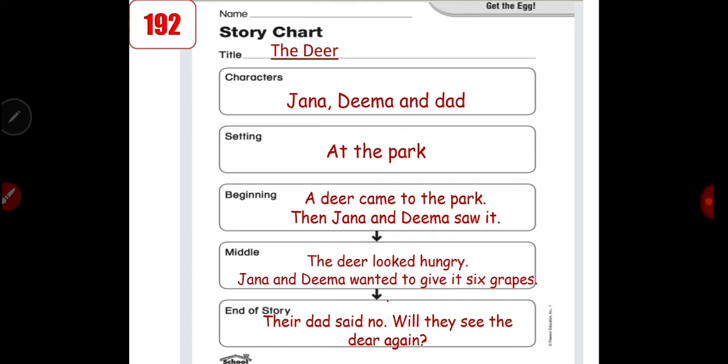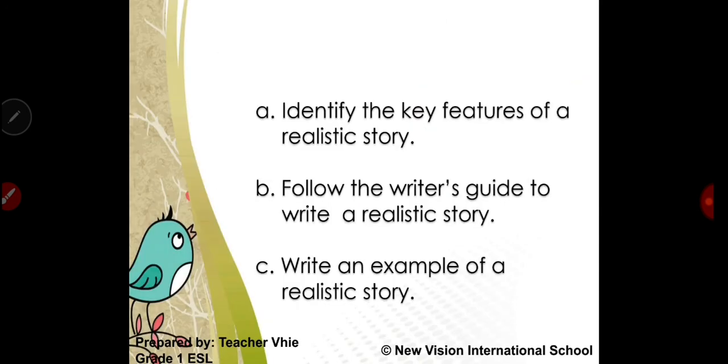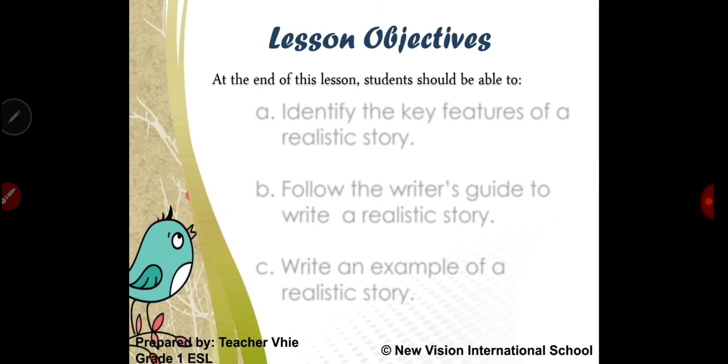So here's my answer. Again, double check your answer and my answer. If your answer is wrong, you can erase it and copy mine. All right? Now, if you are done, let us again recall if we achieved our learning objectives for today. The first one is to identify the key features. Yes, we identified it, right?